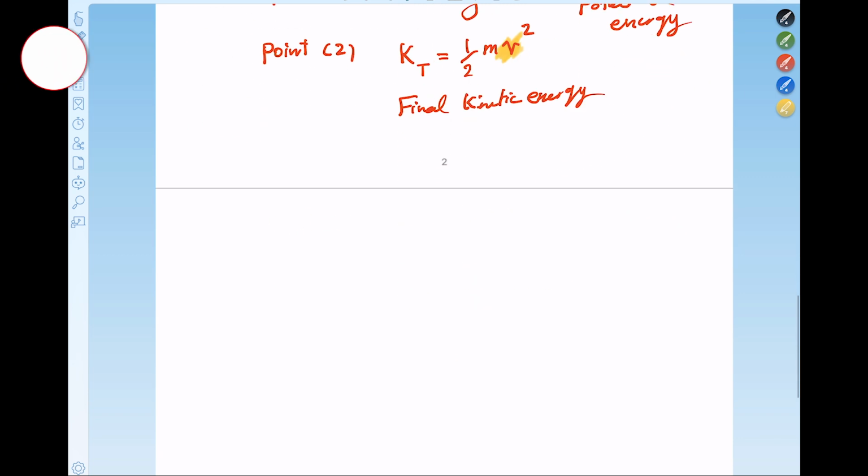And in the second part of the experiment, we will do the same thing, but this time we'll have an inclined surface. So what we have is a wooden block.